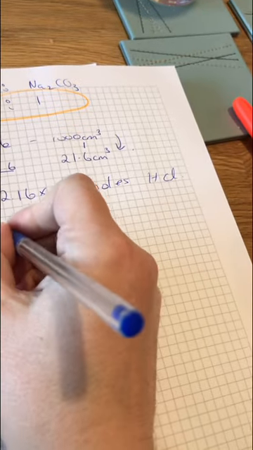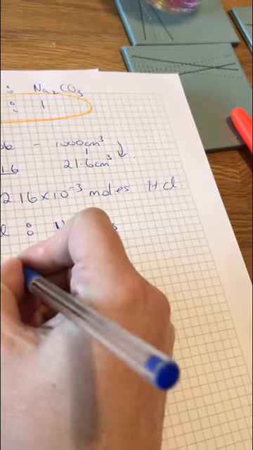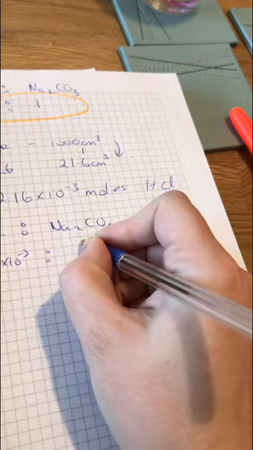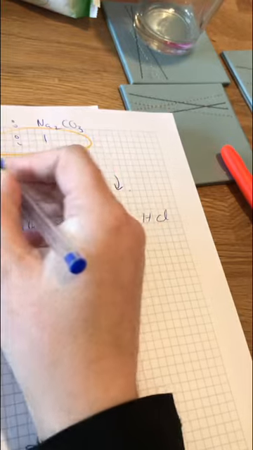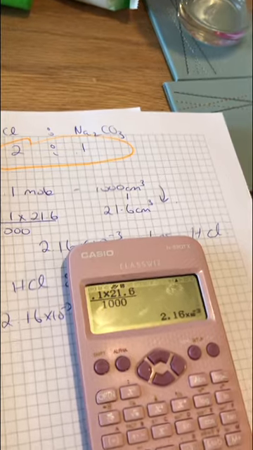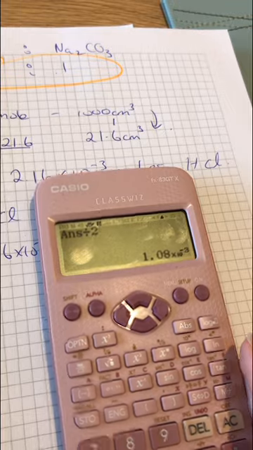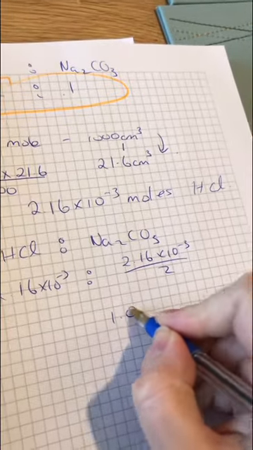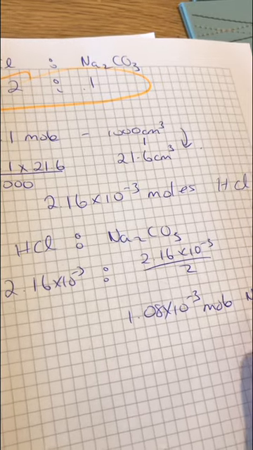Okay. So in the titration that I was doing, if I take a look at my HCl and my sodium carbonate and I take a look at that ratio, if I had 2.16 by 10 to the minus 3, I'd half that amount of sodium carbonate. How do I know I'd half? Well, it's a 2:1 ratio, so that's equal to 2 parts. So to find out what 1 part is equal to, you divide it by 2. So if I divide that by 2, I used 1.08 by 10 to the minus 3. So it's 1.08 by 10 to the minus 3 moles of sodium carbonate was used.